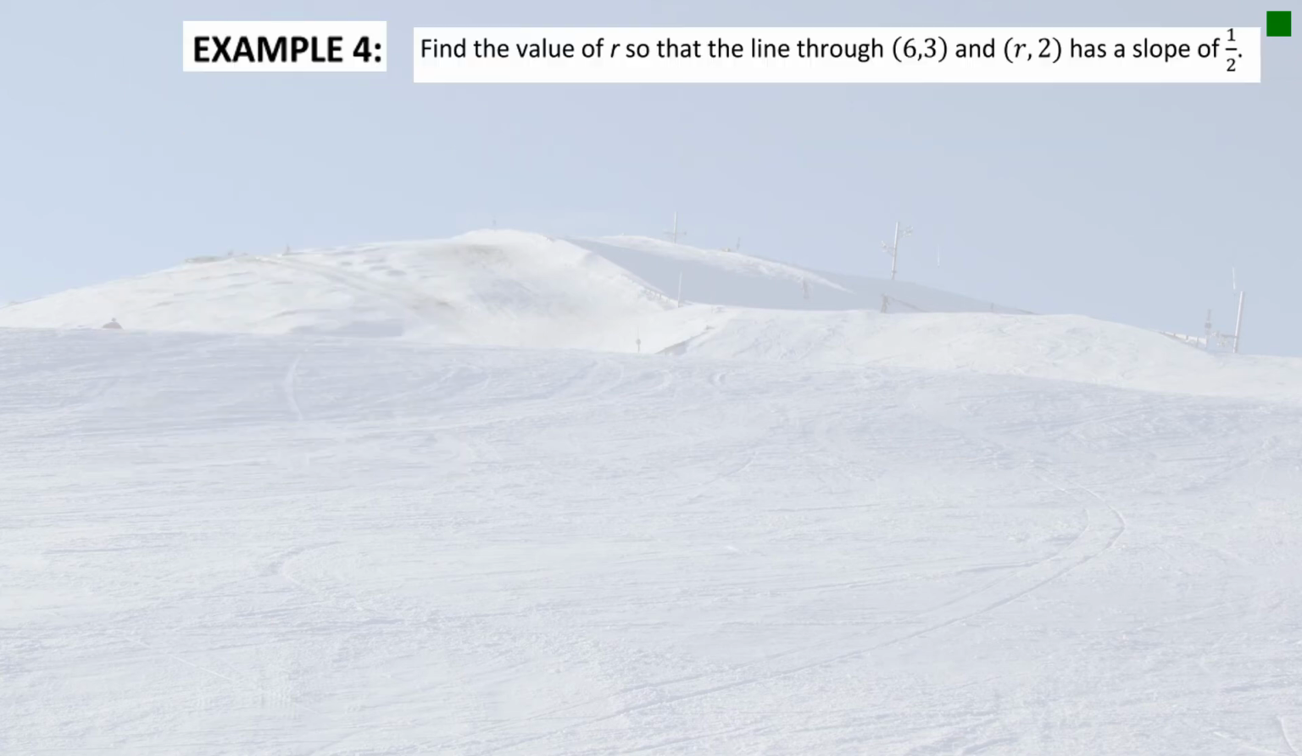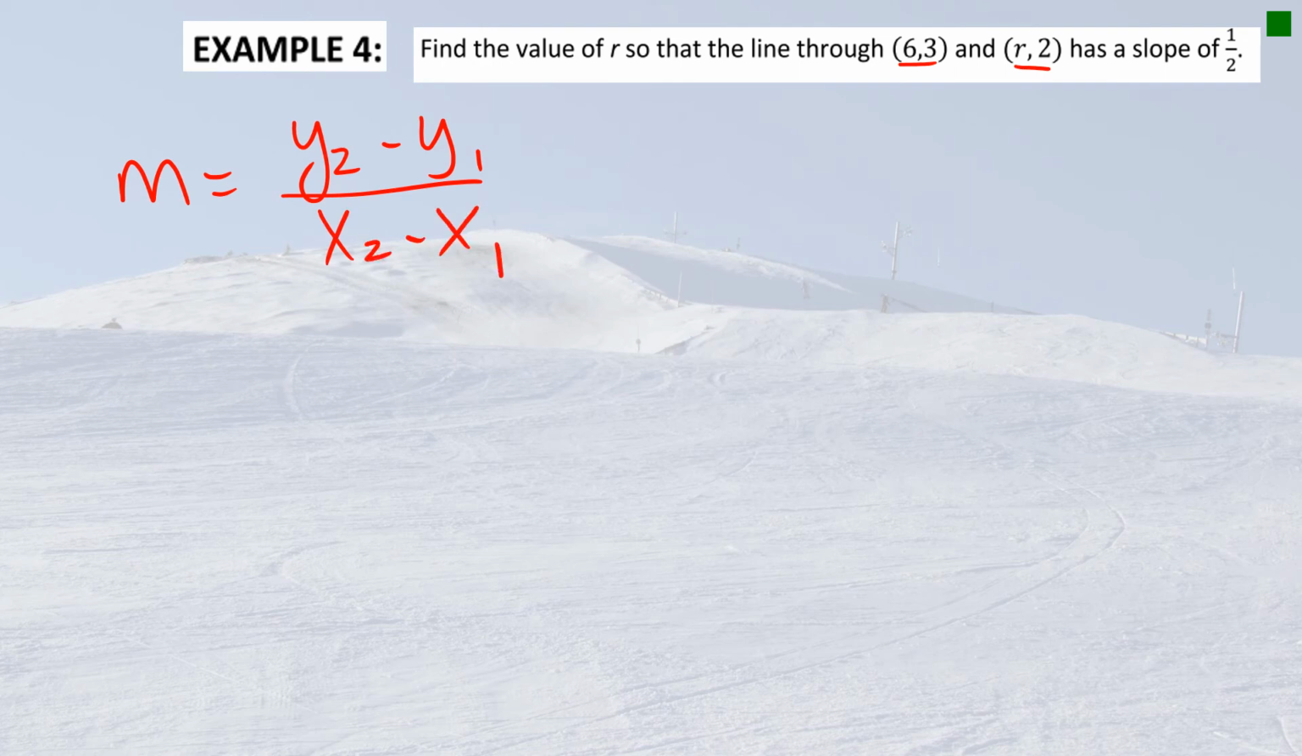All right, example 4. Example 4 is asking you to find a value of r so that the line going through these 2 points has a slope of 1/2. Well, they're just wanting you to practice your algebra here because you know the formula for slope is y2 minus y1 over x2 minus x1. Normally, we're trying to find the m, but they've given us the slope, which is our m. So we're going to replace the m with a 1/2.